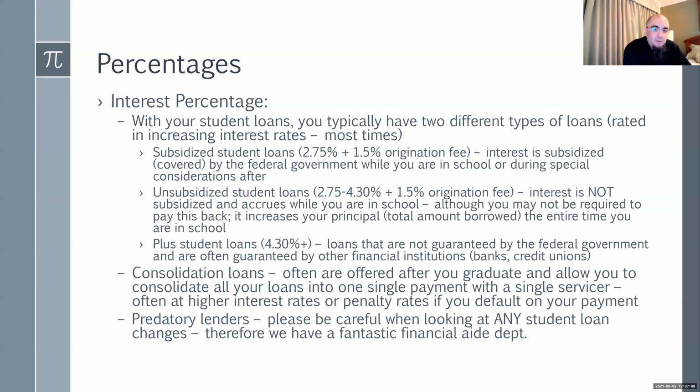Then we have PLUS and private student loans. These can be Grad PLUS, Parent PLUS, those type of loans. These are usually 4.3 or greater. The highest I saw was, I think MoneyTree has a student loan, and that one was a 19.7% interest rate. These are loans that are not guaranteed by the federal government. They're often guaranteed by other financial institutions like credit unions, banks, money lenders, stuff like that.